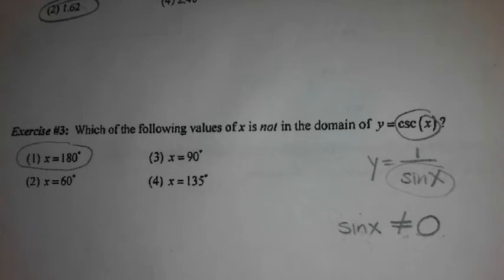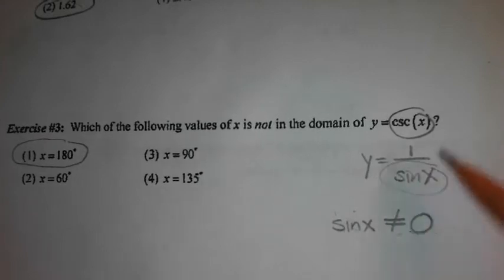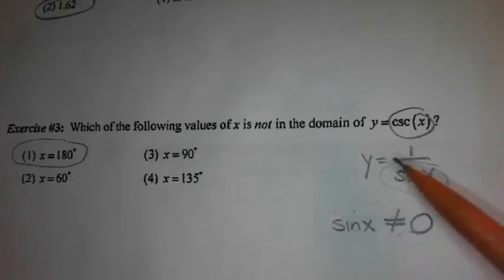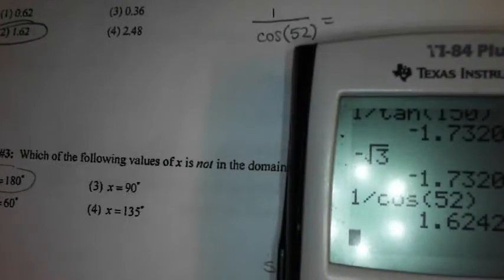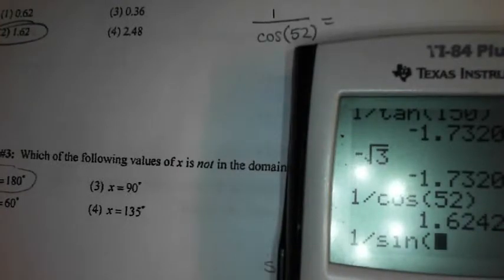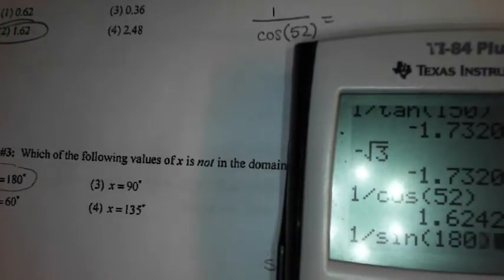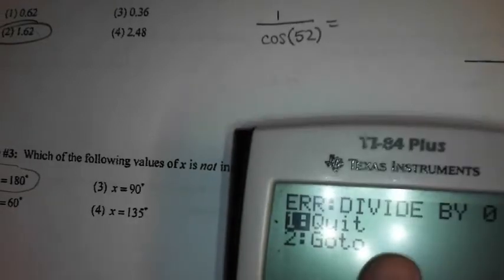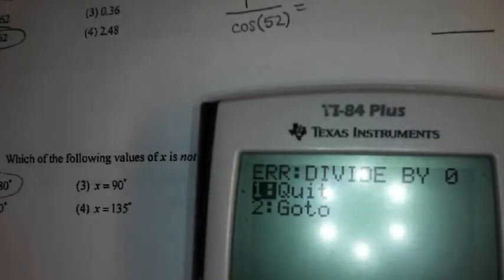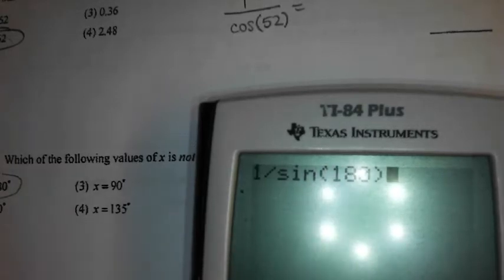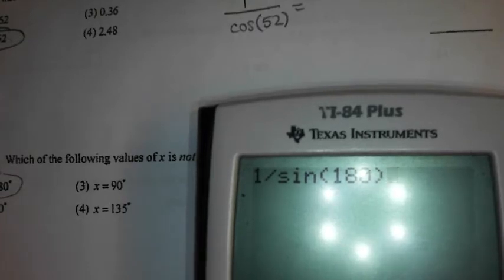That's not what gives us the undefined. What gives us the undefined is that we're doing 1 divided by the sine of 180, which is 1 divided by 0, which is a problem. And so you could show that on your calculator. 1 divided by the sine of 180 is the one that's going to give us error. Divide by 0. It's even specific. It kind of tells you what's causing the error. And it just will kind of bring you back to the problem. All right?